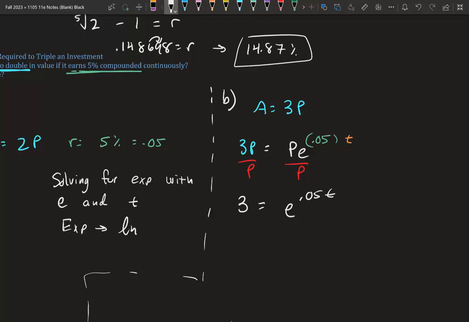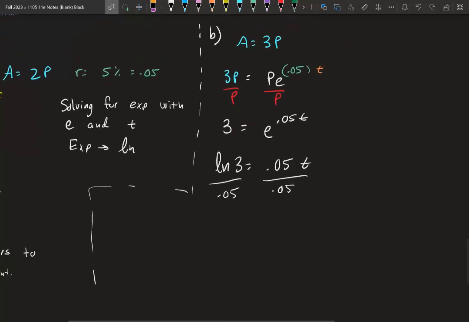And guess what? Because you're solving for an exponent, you simplify this and solve it the exact same way as part A. So we're going to switch this to ln. Why? Because it has e and we're solving for an exponent. Anytime you have e and you're solving for an exponent, you're switching to ln. So we have ln 3 equals 0.05t. We divide by 0.05.